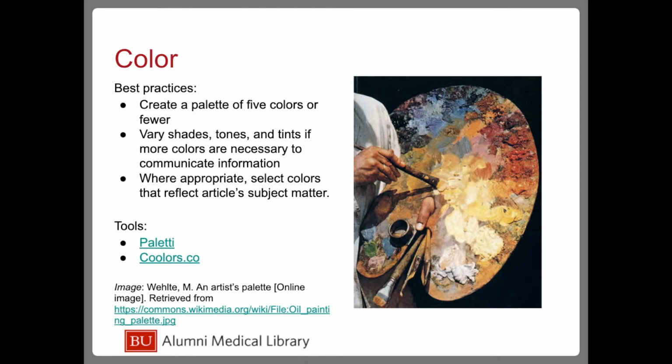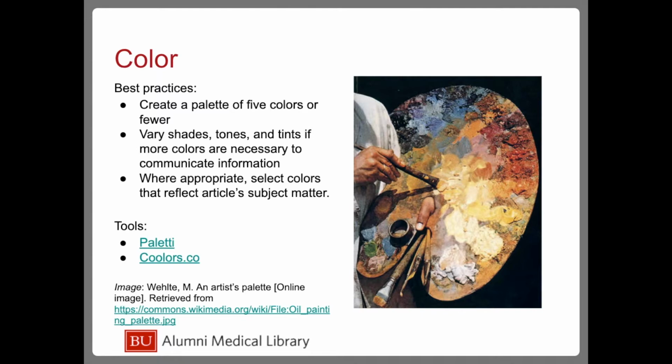Another idea is to select colors that reflect your article's subject matter where appropriate. So if your article is about Halloween, you might want to go with orange and black. If it's about the environment, you go with green. Those are kind of silly examples, but I think that you get the gist.